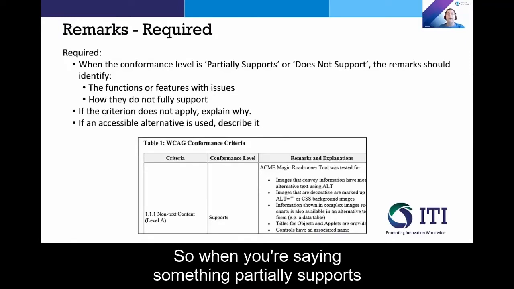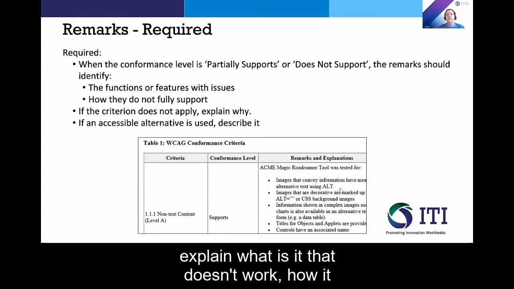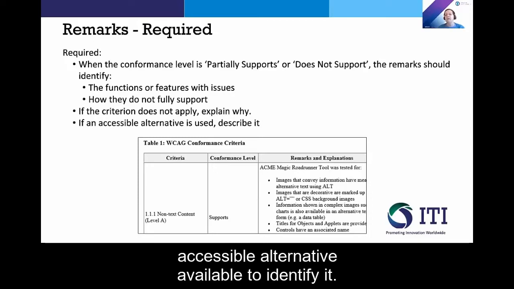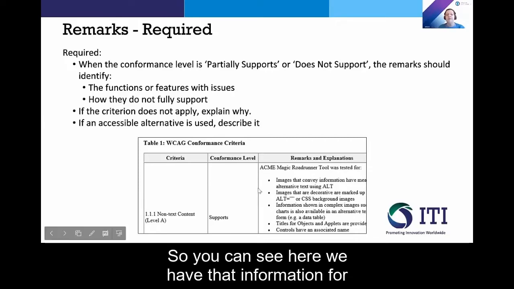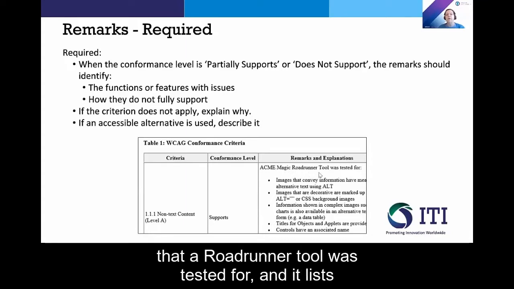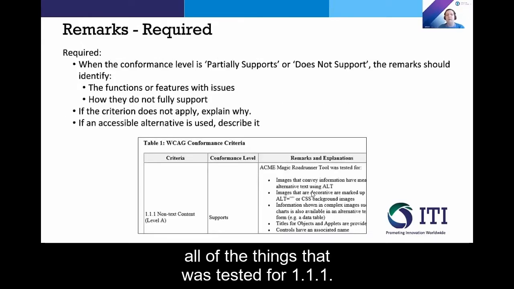So when you're saying something partially supports or does not support, you must include remarks that explain what it is that doesn't work, how it doesn't work, what's the impact, and if there's an accessible alternative available to identify it. So you can see here we have that information for supports also, where it identifies in the remarks that a Roadrunner tool was tested for, and it lists all of the things that was tested for 1.1.1.